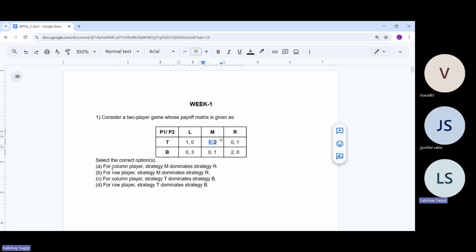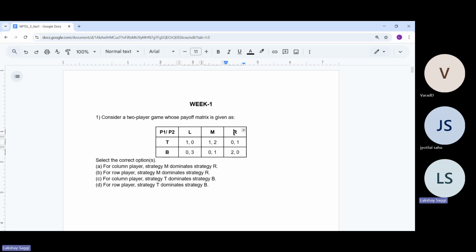What's option A? Option A says that for the column player, strategy M dominates strategy R. Let us look at these strategies M and R and see if there is a domination. For the column player, we want to see if one strategy is strictly better than the other always. So let's see: if the row player had played T, then the column player playing M gets a payoff of 2.